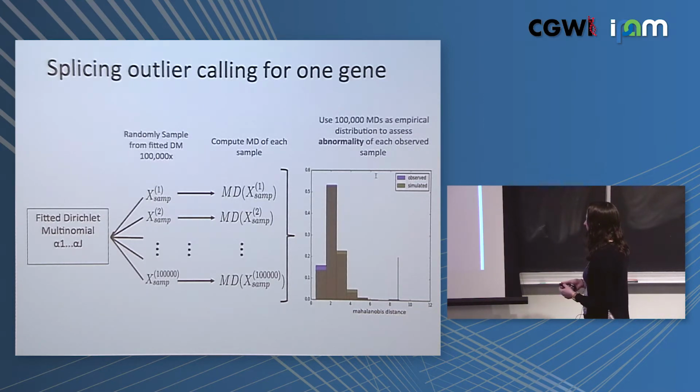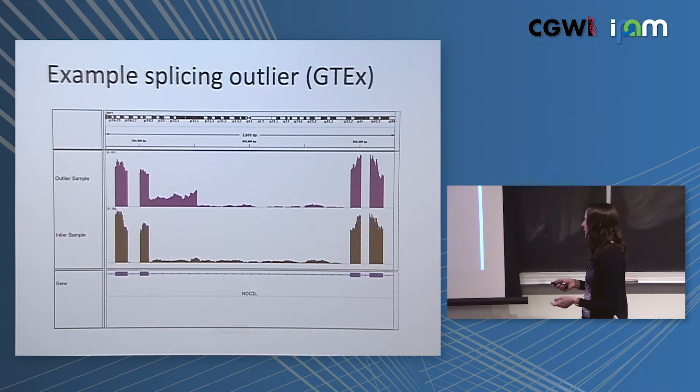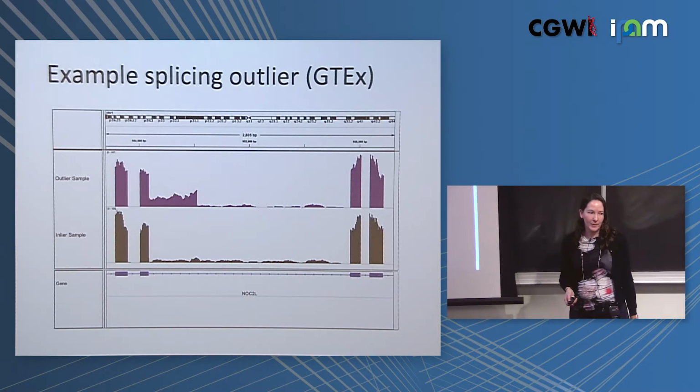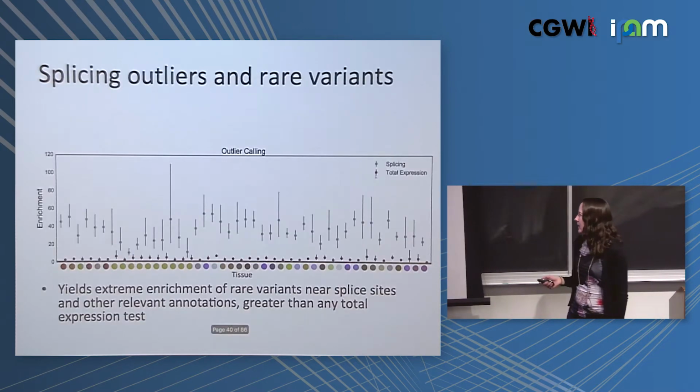So that's what we've done, and we've applied this also to the GTEx data. And this gives you an example of an individual that was called as an outlier in GTEx muscle tissue. So you can see that they have this region where they seem to be retaining what is an intron in the normal population. Almost no one has real expression there. This individual displays a lot of expression in this supposedly intronic region. So this is somebody that we're calling a splicing outlier. So this is the kind of thing that we detect.